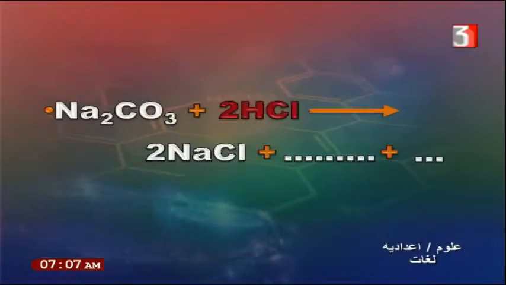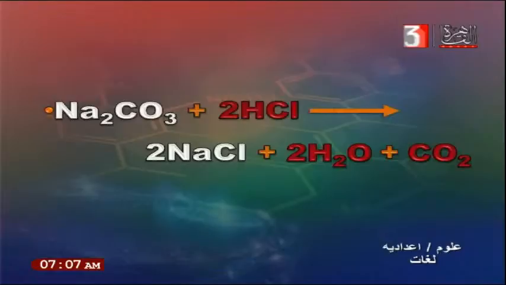Sodium carbonate solution with an acid like hydrochloric acid will produce sodium chloride, water, and carbon dioxide. Again, in this equation, the reaction between sodium carbonate solution and diluted hydrochloric acid produces sodium chloride, water, and carbon dioxide.